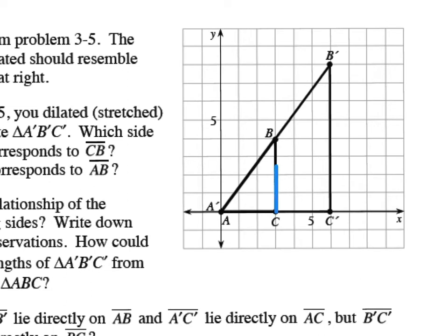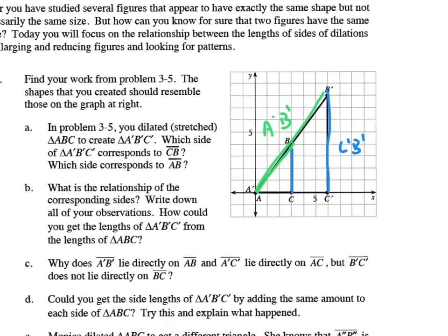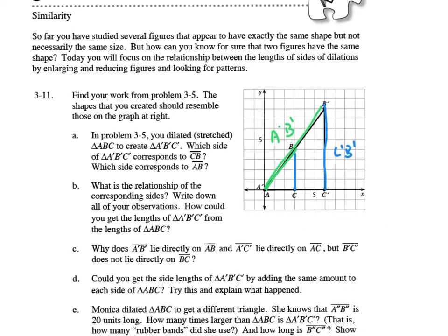Well, CB is right here, and so the side length that corresponds to that would be the side length C prime, B prime. And likewise, if I were looking at this side length AB, I could say that A prime, B prime is the side length that corresponds to that one. It says, what is the relationship of the corresponding sides? And this is something that we're going to get into with similarity.